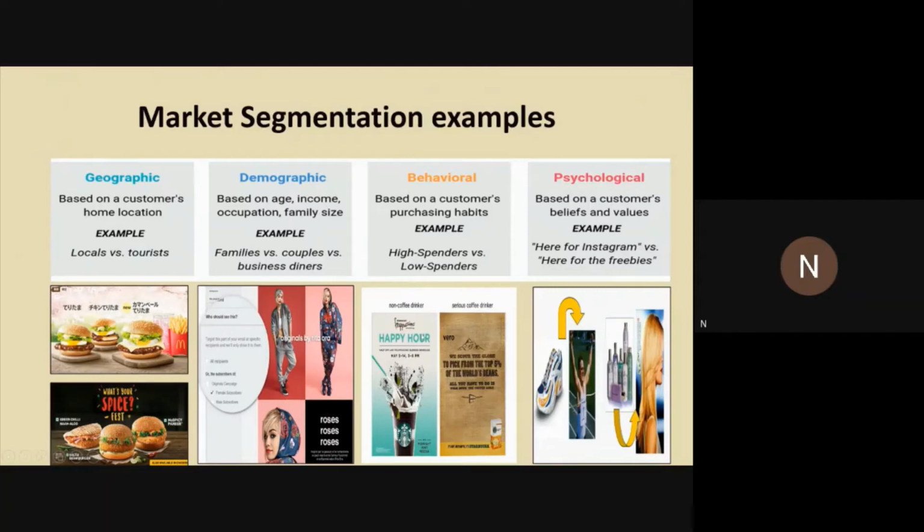In this case, the example is Starbucks coffee, and how Starbucks has segmented the market based on people who are non-coffee drinkers and people who are serious coffee drinkers. For the serious coffee drinkers, they have a coffee that suits them, and for the non-coffee drinkers, they have the mint mocha, right?